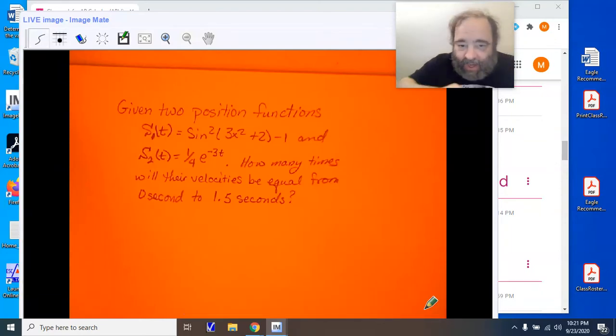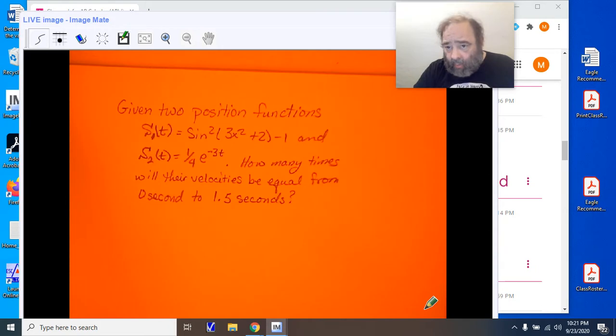Hello, Hornets. In this video, we're going to be taking a look at how we use our calculators to find the intersections between two velocities. So the question is asking us to take the two position functions and determine how many times their velocities will be equal from 0 to 1.5 seconds.